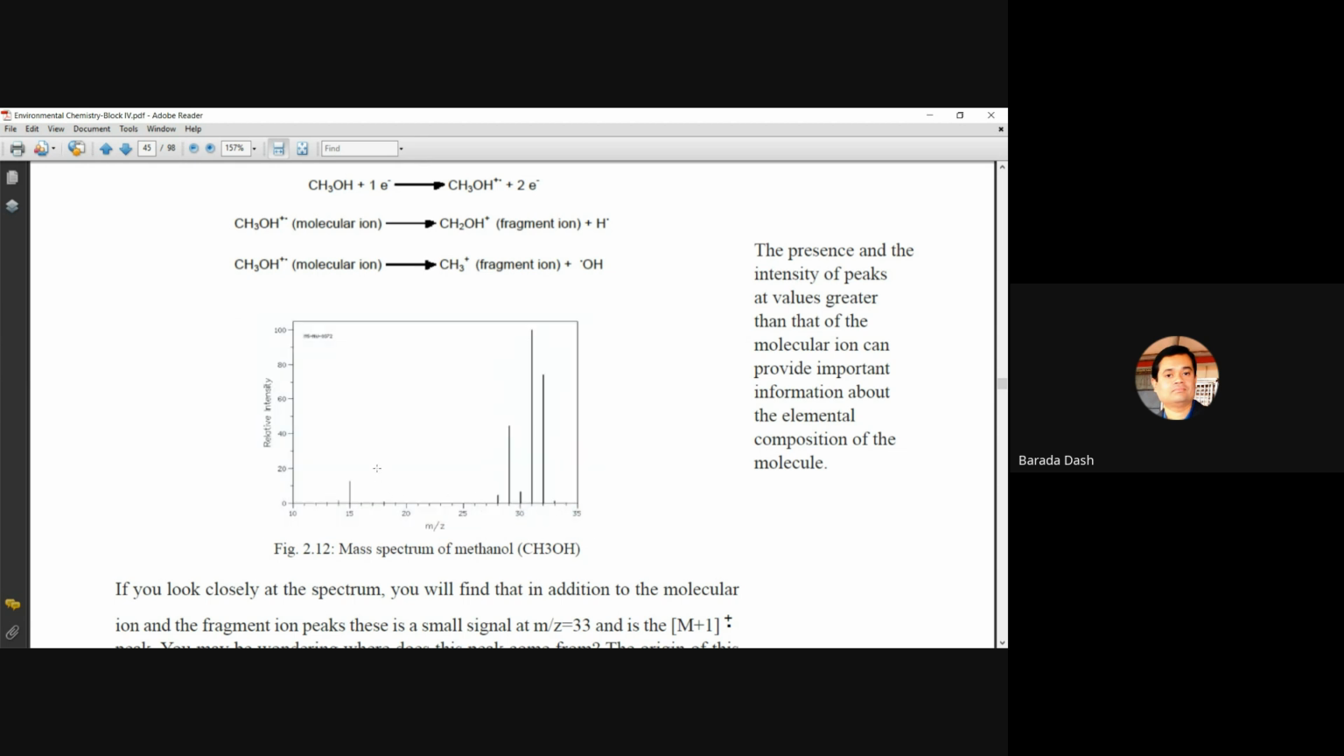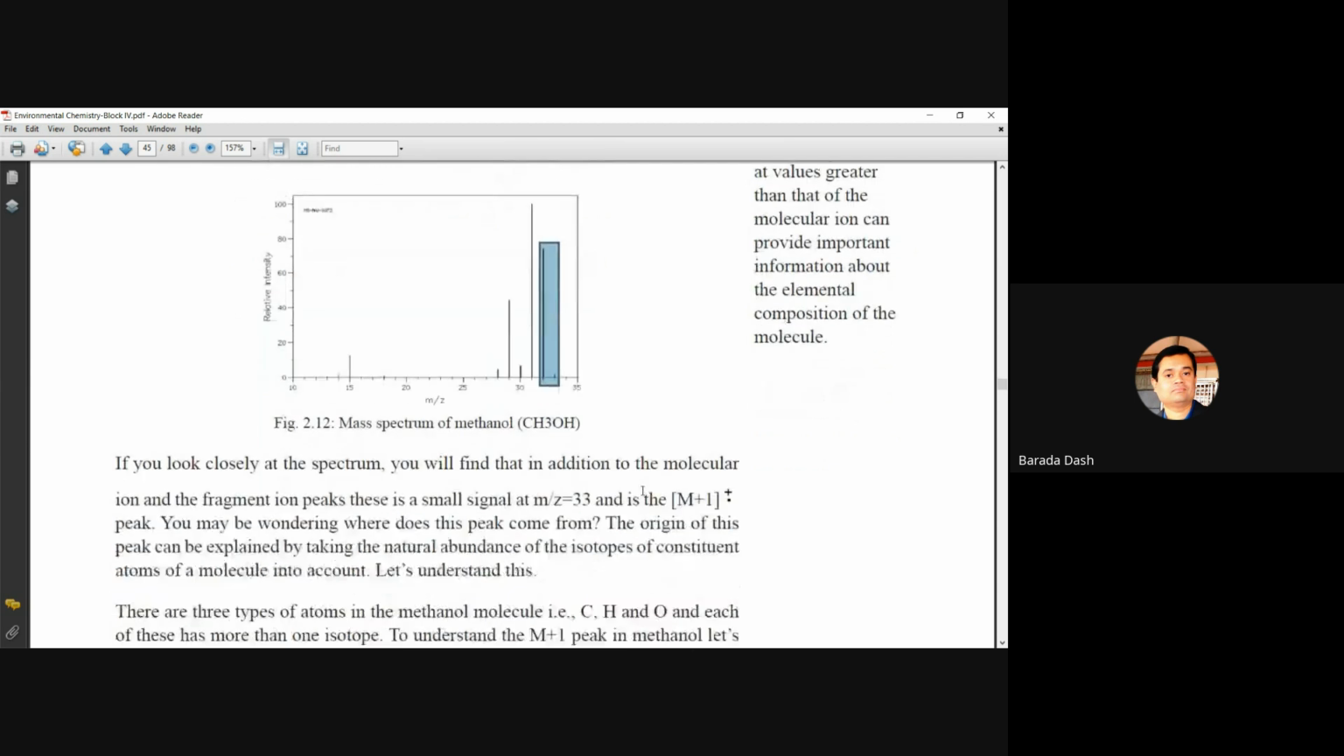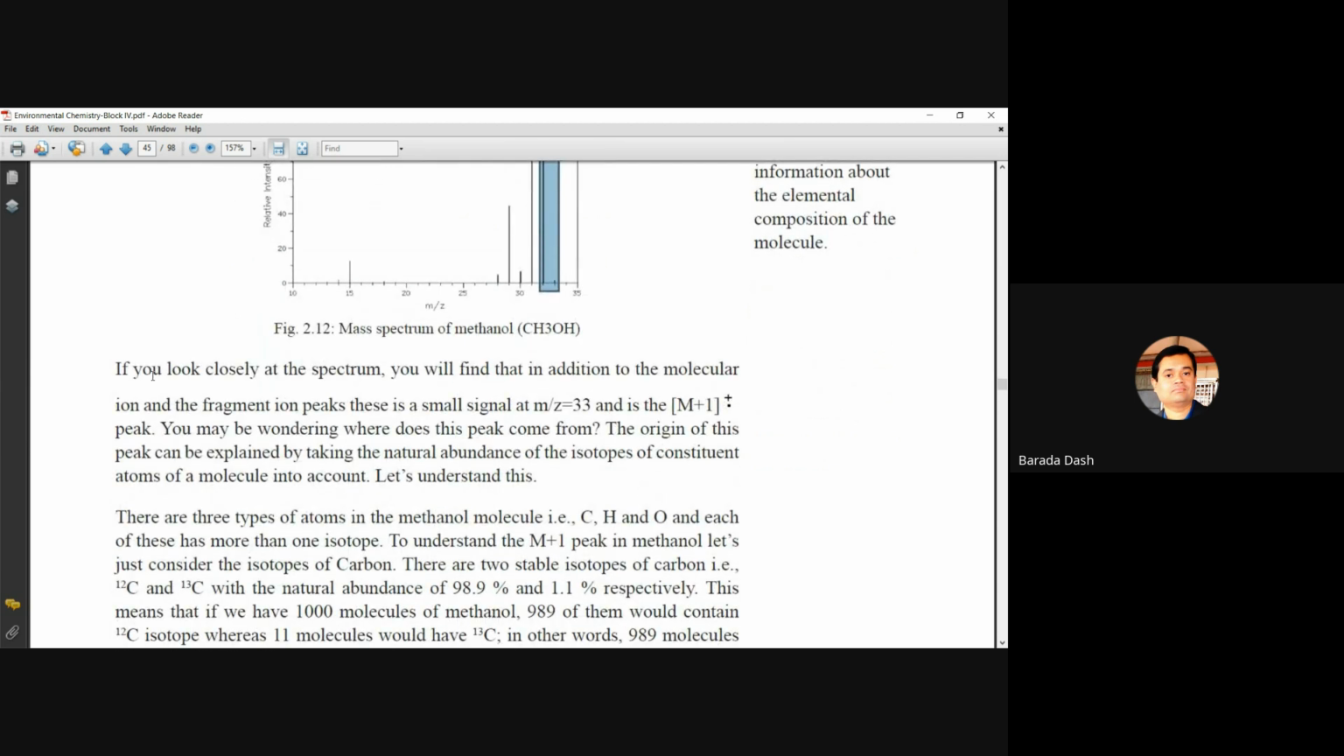So the fragment ions represent the breaking of the methanol molecule inside the mass spectrometer and generation of different radical cations and anions. And the molecular ion, this 32 peak, represents the molecular weight of the molecule; in case of methanol, 32 is the molecular weight. You also see a small signal at 33.